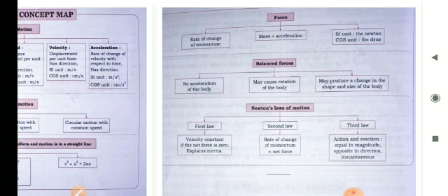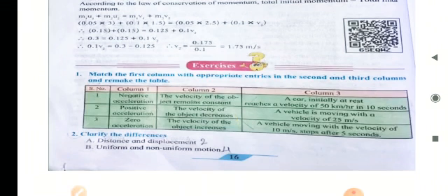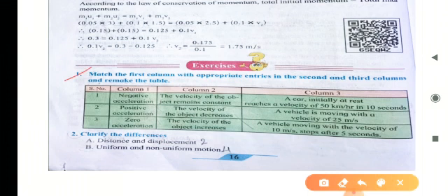Now let us continue with the exercise. So the first question, match the following first column with the appropriate entries in the second and third columns and remake the table. So first one, negative acceleration. Column 2, the velocity of the object decreases, and column 3, a vehicle moving with a velocity of 10 meters per second stops after 5 seconds.